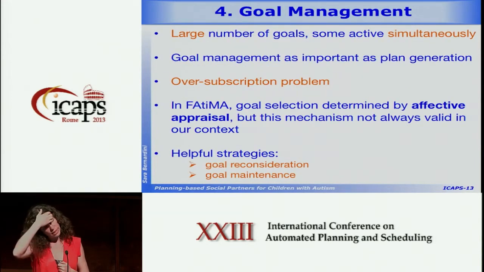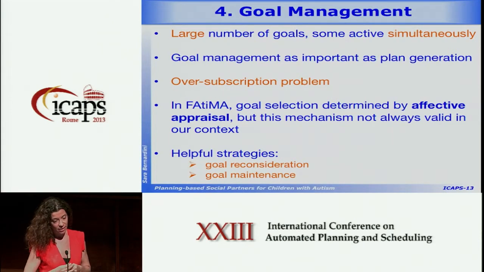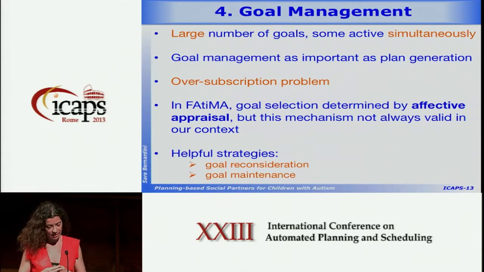So also in our context, goal management is as important as plan generation, and we have a large number of goals that are also active simultaneously many times. In Fatima, the goal selection is determined by the affective appraisal, but this method is not always valid because, for example, we don't want the agent to abandon goals. If a goal is very important from a pedagogical point of view, it cannot be abandoned. So we are exploring strategies for goal reconsideration and maintenance. You can, for example, suspend the goal for a period and then try to resume it at a later stage.